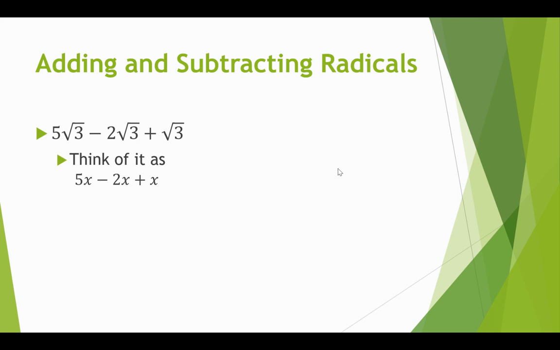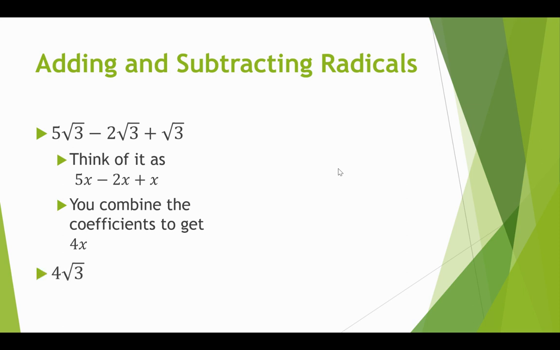As long as your radical is the same, you can combine the coefficients. And so in this example, 5x minus 2x plus x gives you 4x. Going back up to our radicals, we've got 4 radical 3. So again, think of the radical like an unknown or a variable. It's got to be the same, obviously, but if you treat it that way, you'll be able to work the numbers the same way.